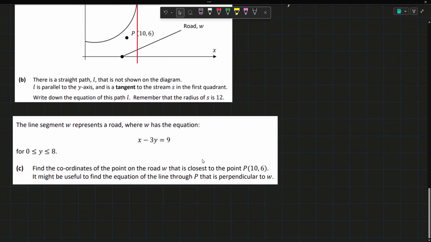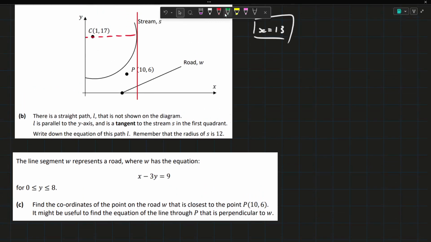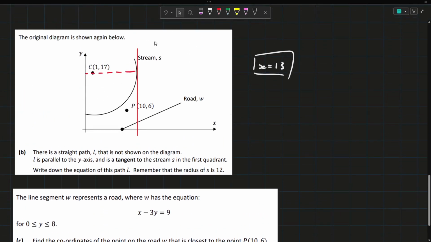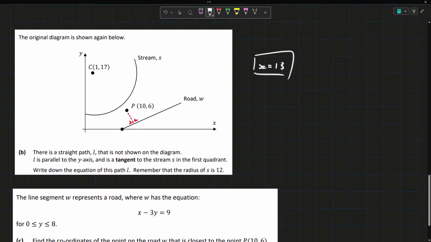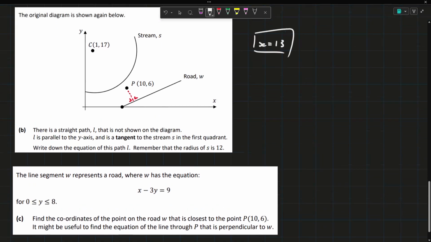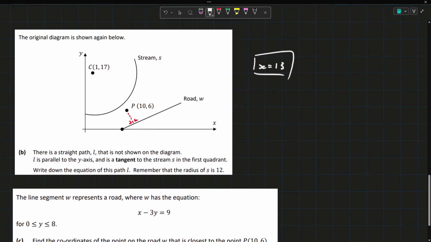Then we're told the equation of W, and we're told to find the coordinates of the point on W that's closest to P (10, 6). So the closest, I'll just get rid of this stuff here. The shortest distance is always perpendicular. So basically, this is the distance here. That's the shortest distance, if I just do this a bit more accurately. And then these are right angles. So what it tells us as a hint is we should find the equation of the line through P that is perpendicular to W. And the reason to say perpendicular to W is because remember, perpendicular means the shortest distance.